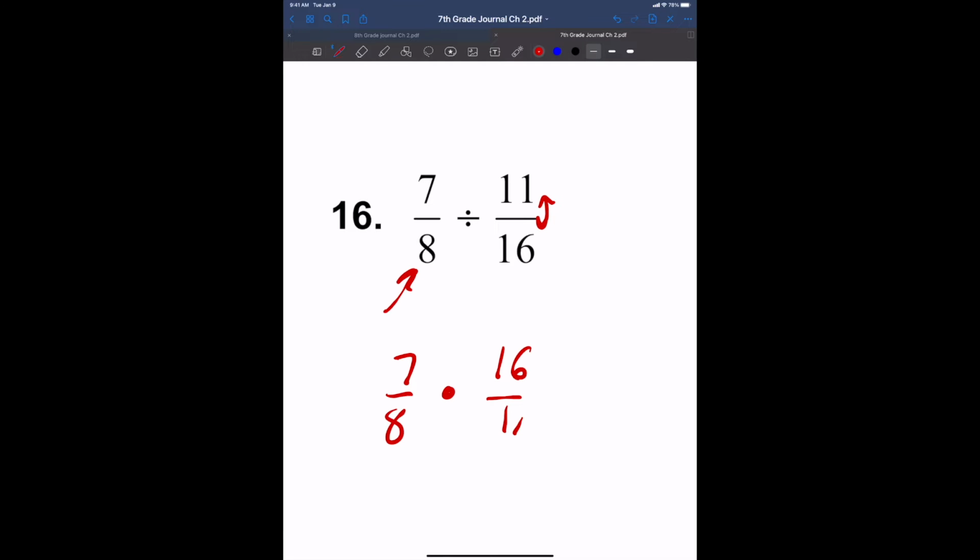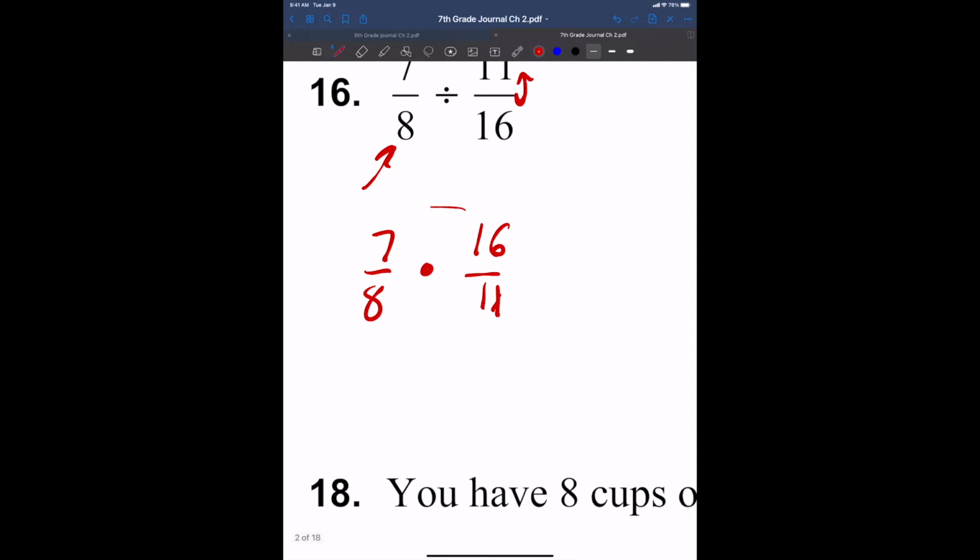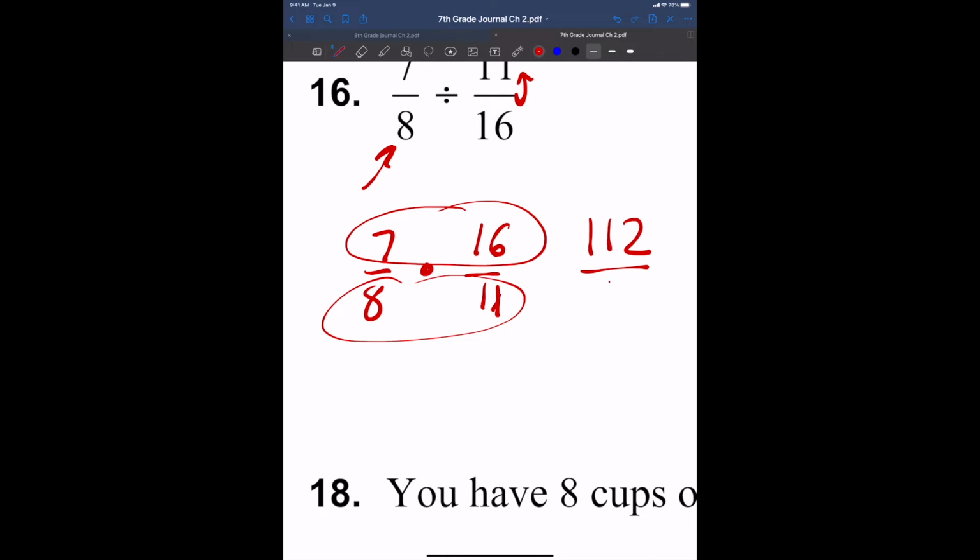Now guys, when you multiply fractions, you just do tops with tops, bottoms with bottoms, numerators with numerators, denominators with denominators. What's 16 times 7? 112, good. That's funny that you remember, we just did this. And 8 times 11, that's easy, that's 88.